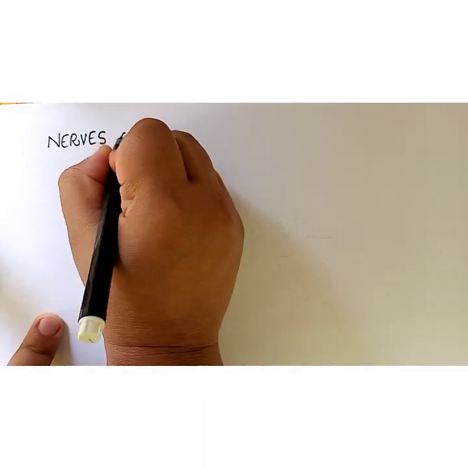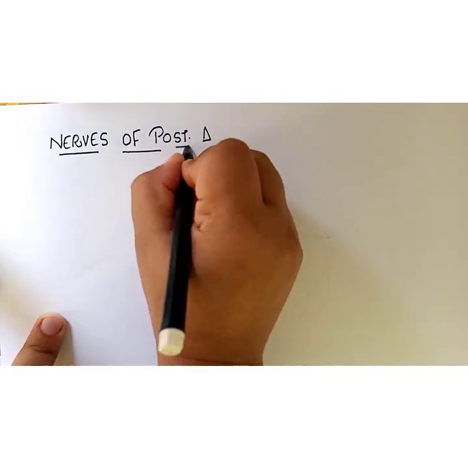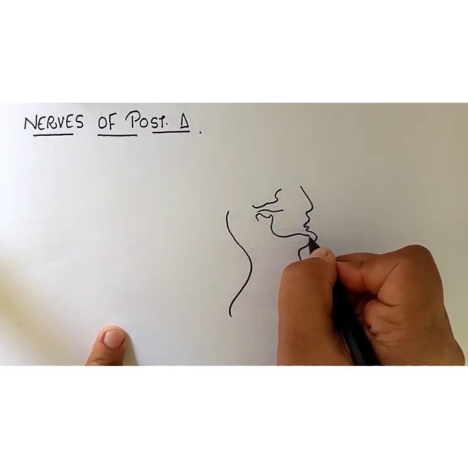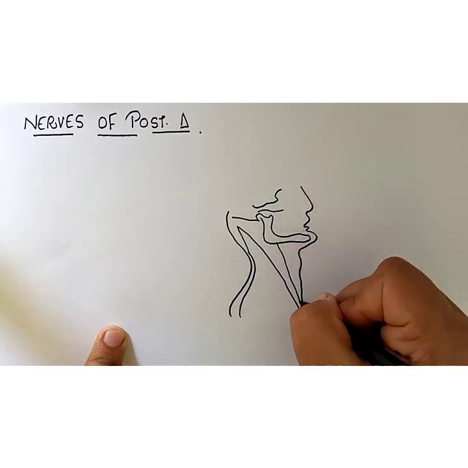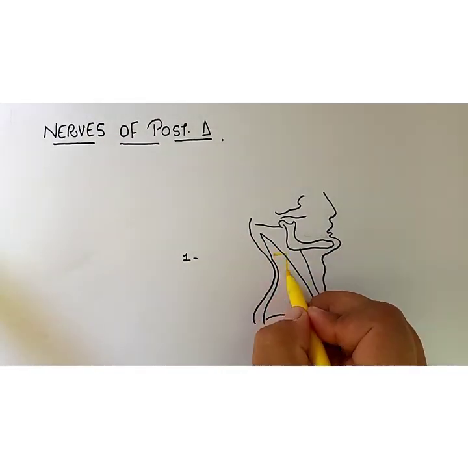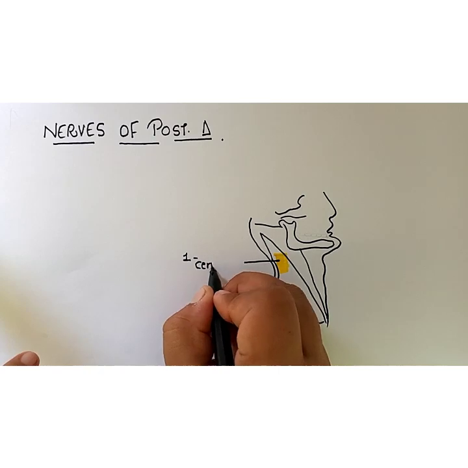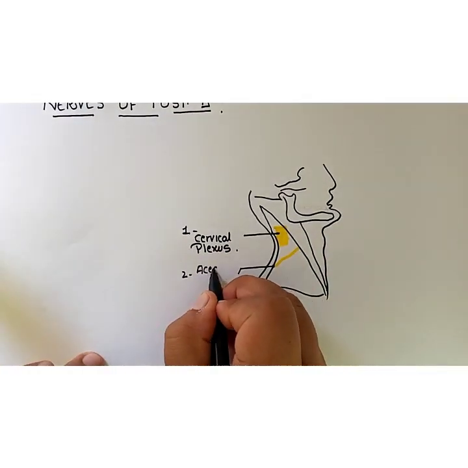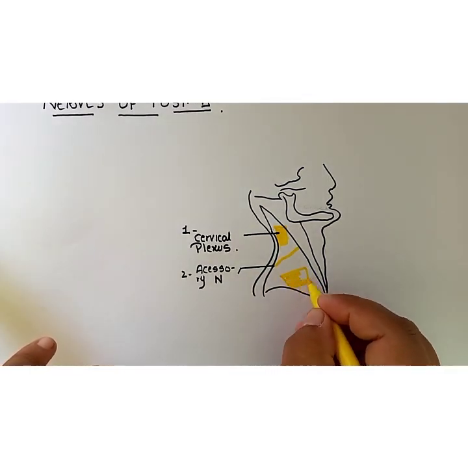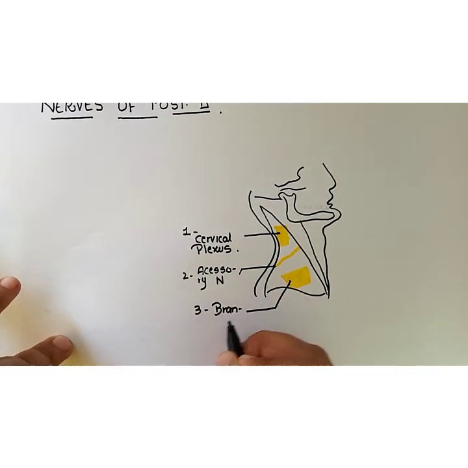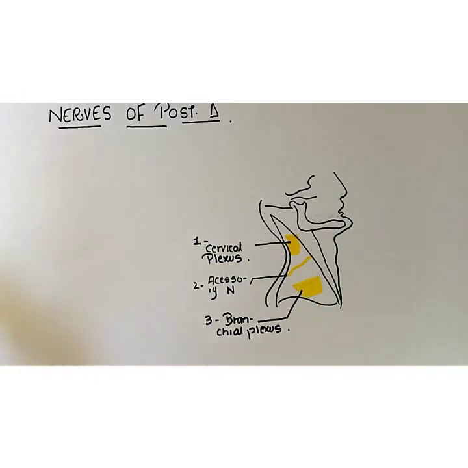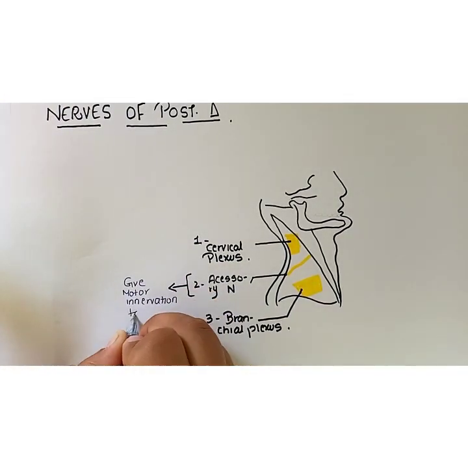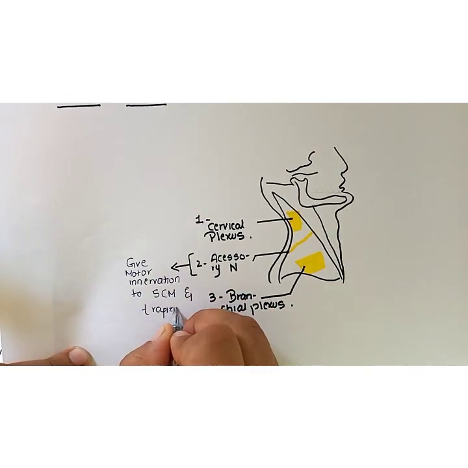So now I will explain about the nerves which are present within the posterior triangle. So here I will explain it by drawing a rough sketch. So the first is the group of different nerves known as the cervical plexus, then the accessory nerve, and the third one is the brachial plexus, which is really important. So this accessory nerve has two roots, cranial and spinal root, and it gives motor innervation to sternocleidomastoid and trapezius.